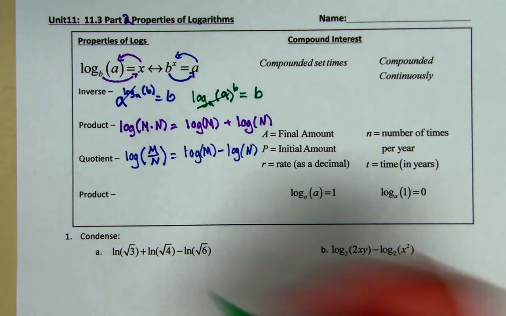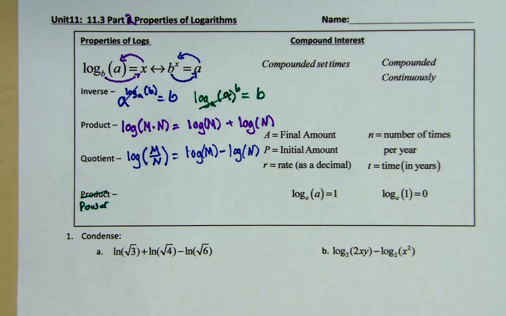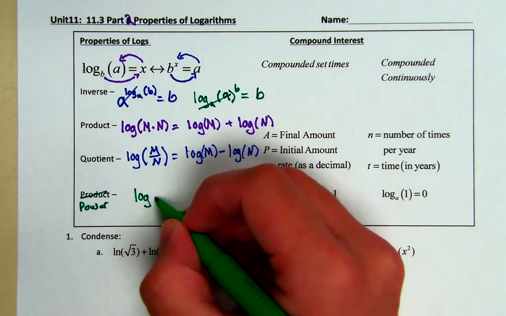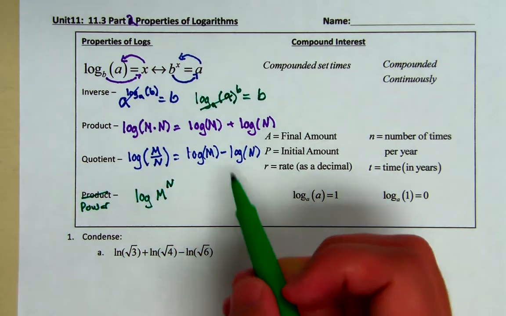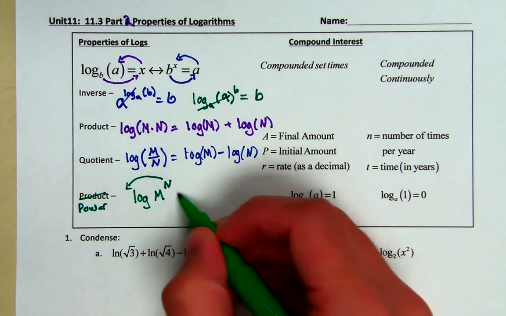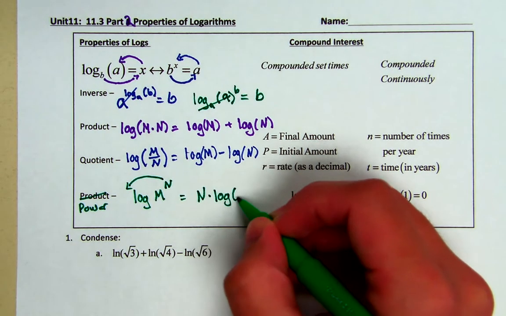Now, this shouldn't actually say product. This should say power on your sheet. So power rule, that's if we're taking log of some number raised to an exponent. Kind of already mentioned this back here in this inverse property. That exponent just comes on down, and it's n times the logarithm of m.